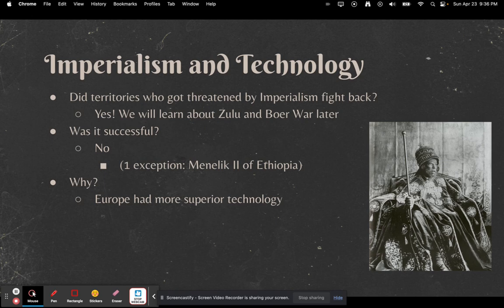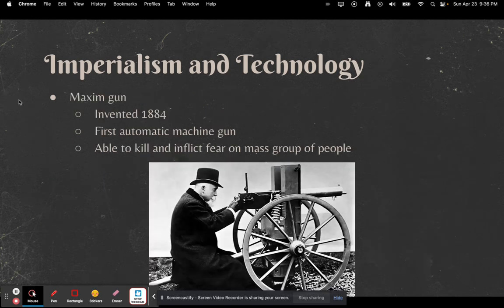So why didn't these territories win against the Europeans? That really lies within European technology, which was superior. One of the big things was the Maxim gun. That was invented in 1884, and it was the first automatic machine gun. You can see it here. They had it rolled around on wheels, but it was able to kill and inflict fear on a mass group of people. No one had ever seen something like this before. If you rolled up with this and your opponents were on the other side of this gun, they were going to freak out.